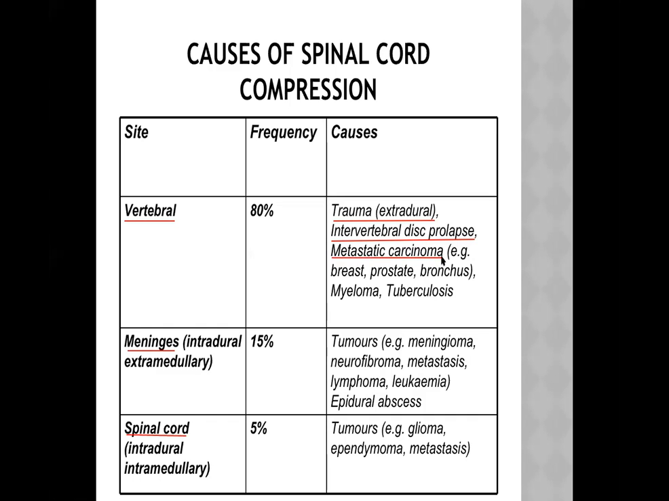Metastatic carcinoma is another important cause, and the metastasis may reach there from breast, prostate, and bronchus. These are quite common compared to the others. And multiple myeloma is another malignancy which may originate right there. This is classified as a type of bone tumor. And even tuberculosis. Remember, Pott's spine, we say. Pott's spine is a type of bone and joint tuberculosis which is quite common in the vertebral area. All of these can lead to spinal cord compression.